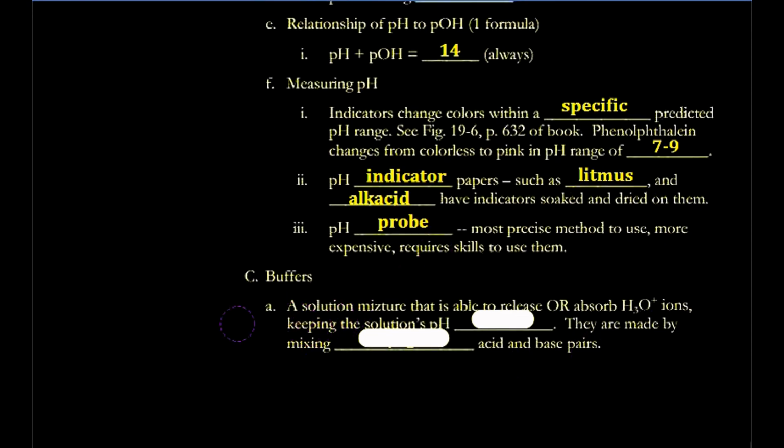Okay, and then we have a different classification of substances, buffers, and this uses acid-base properties to maintain a steady pH in a solution. These mixtures can either absorb or release hydronium ions in order to keep a solution's pH stable. And they are made by mixing conjugate acid and base pairs.